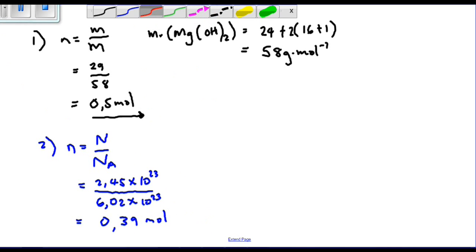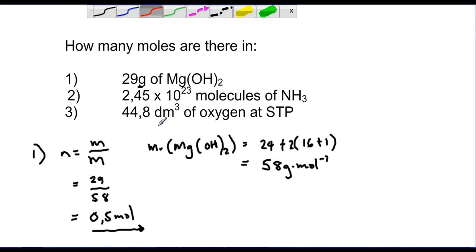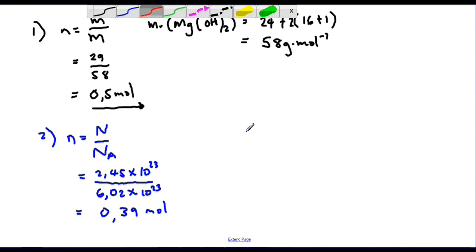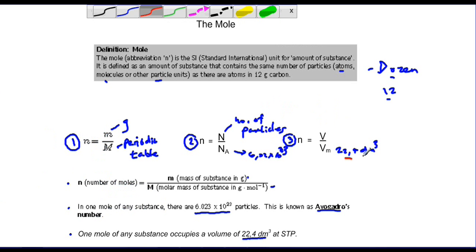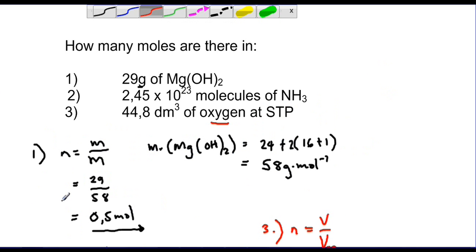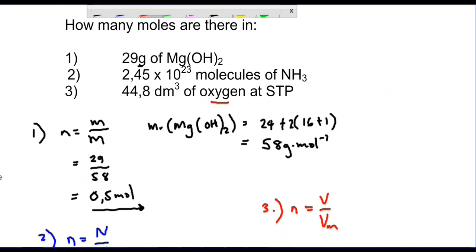Now looking at the third sum that we have here, it says, what if we have 44.8 dm cube of oxygen gas at STP? And because it is dm cube, the oxygen will have to be in a gaseous state. So if you look at number 3, because we were working with volume, number of moles is equal to actual volume over molar volume. And as we said earlier, our molar volume will always be 22.4 dm cube, which is a constant.